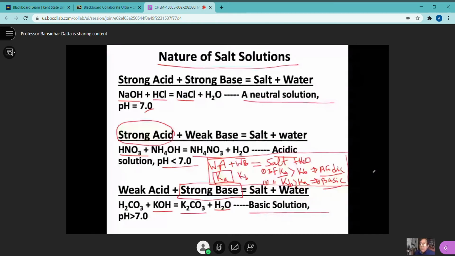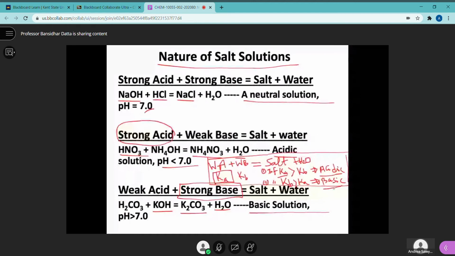The only thing you have to remember is the basic principle. If Ka is greater than Kb, it's acidic, pH is less than 7. And if Kb is greater than Ka, it's basic, pH is greater than 7. Yes. Any other questions?